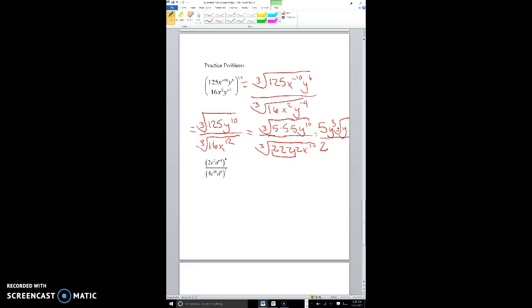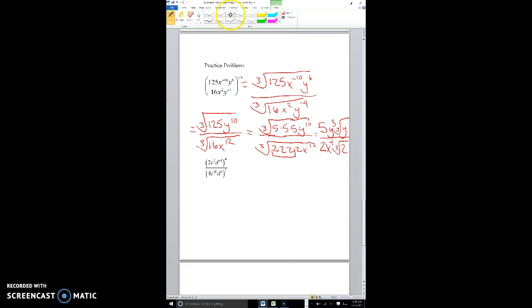And then 3 goes into 12. So I'm looking at the exponent on the x. 3 goes into 12 4 times, so we're going to have x to the 4th. And then cube root of 2. One of the 2's was left behind. And then the next one.